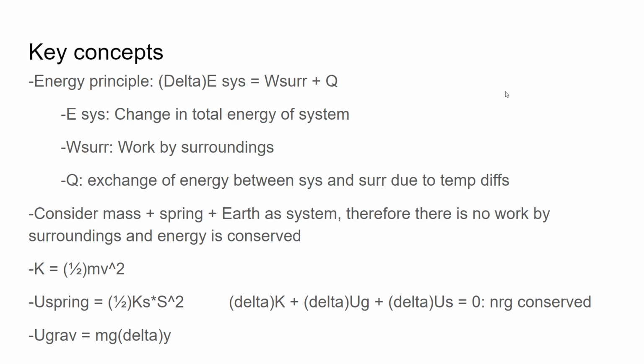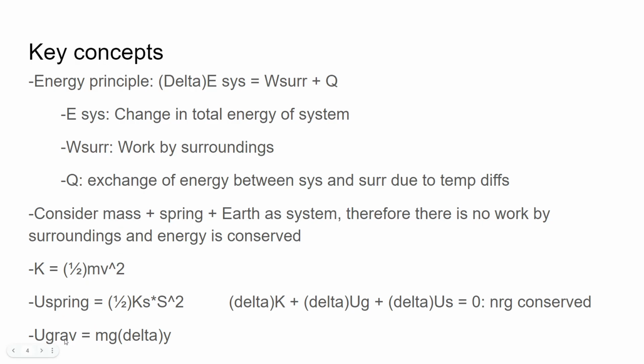The key concepts, mainly the energy principle: delta E of the system is equal to the work of the surroundings plus Q, being the exchange of energy between the system and surroundings due to temperature differences. We're supposed to consider the mass, spring, and Earth as a system, so then there's no work done by the surroundings and energy is conserved. We have kinetic energy is equal to 1/2 mass times velocity squared.